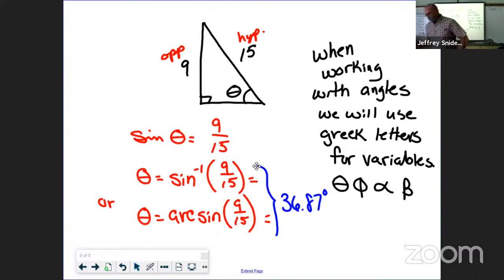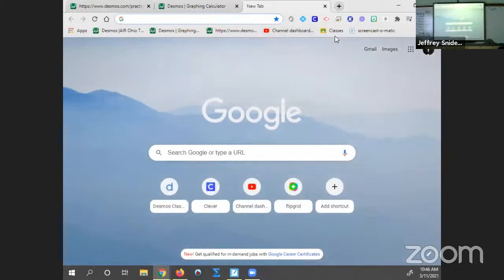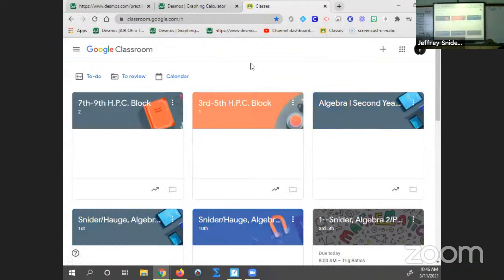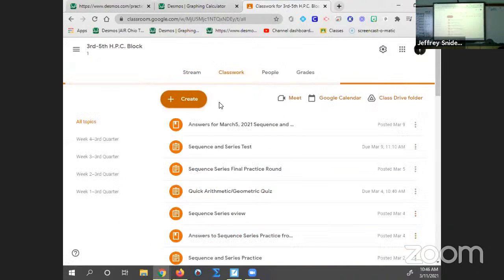Okay, so let's make sure it's there. Everybody needs to go, and I'll put it up here as well. Let's see if it's showed up or not. So I'm going to go back to Desmos, graph, classes, and let's just click on this one and see if it posted. It did not.